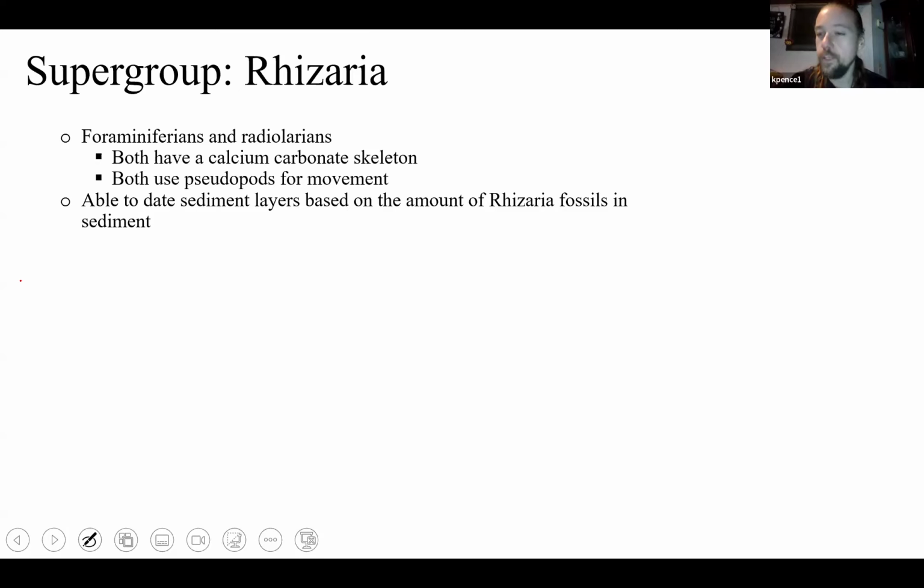So very similar to the way you make bone, right? You make bone, but these individuals make a skeleton that goes around the individual cell. Very good at fossilization. When they die, that calcium carbonate skeleton is going to fossilize very well. So you can see these guys in the fossil layers if you're looking for them.